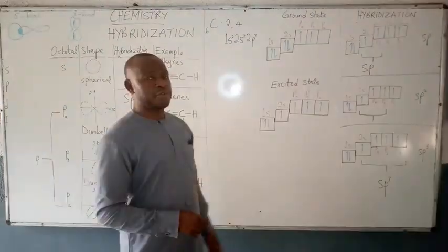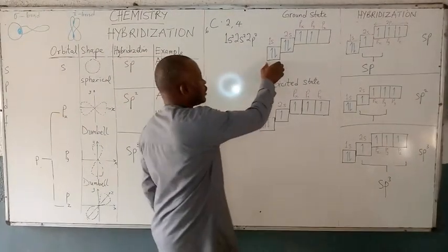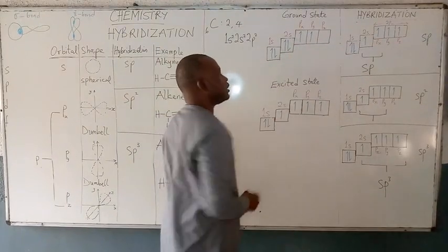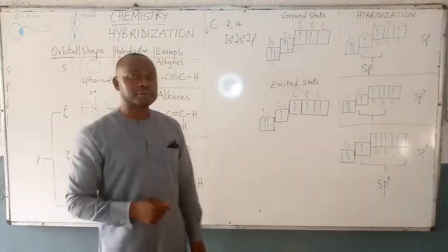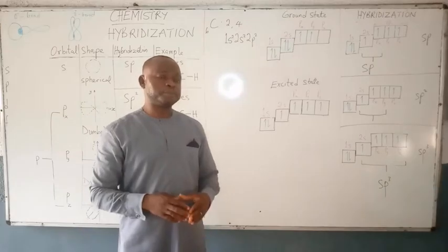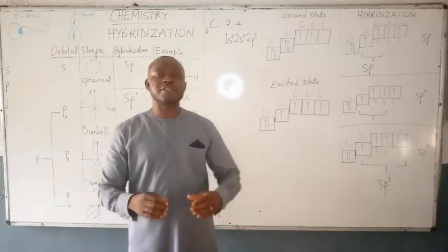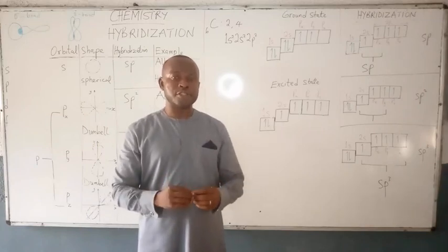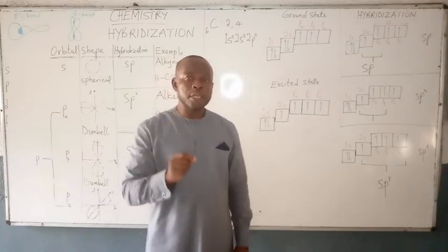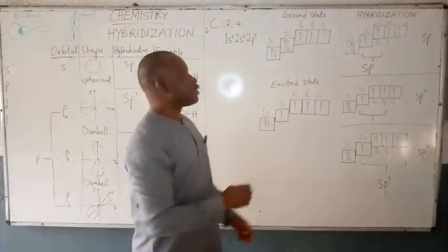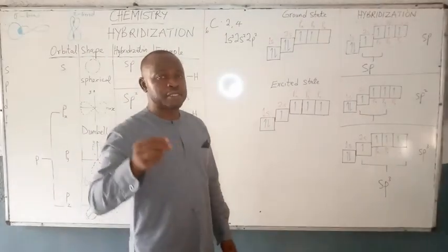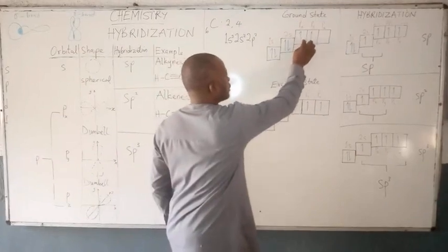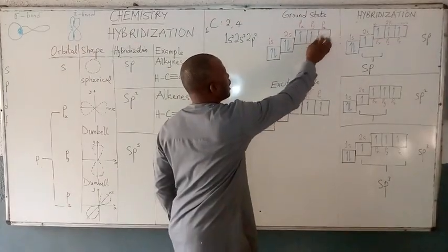Do you remember that in your SS1 you were taught that each of these boxes represents a degenerate orbital? What is a degenerate orbital? Degenerate orbitals are orbitals that have equal energies. P orbitals have three degenerates, and those degenerates are these boxes here: px, py, pz.